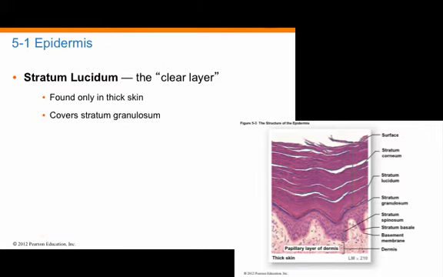The next layer is the stratum lucidum, also called the clear layer, which covers the stratum granulosum only in thick skin, on the palms of the hands and the soles of the feet. Stratum lucidum merely adds more layers to make the protective barrier thicker in these areas.